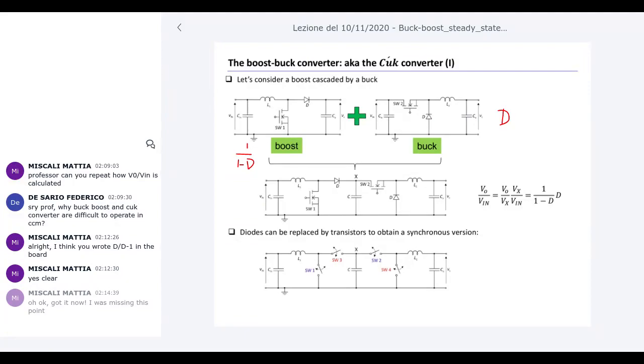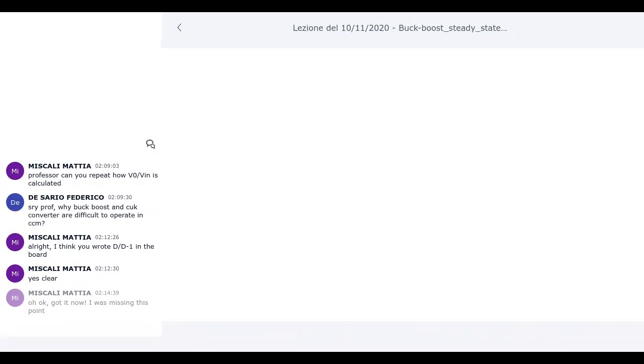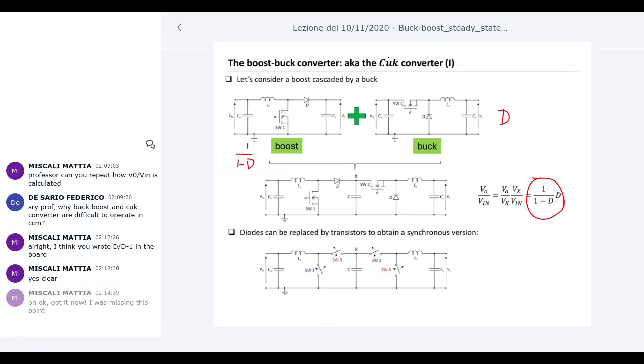D divided by D minus 1. Let me check. Maybe it's possible. This is correct. Okay, let me share the screen to see. Here is this one and D, and so I get D. This is correct. Pay attention that this is correct, and so I said the same on the whiteboard.